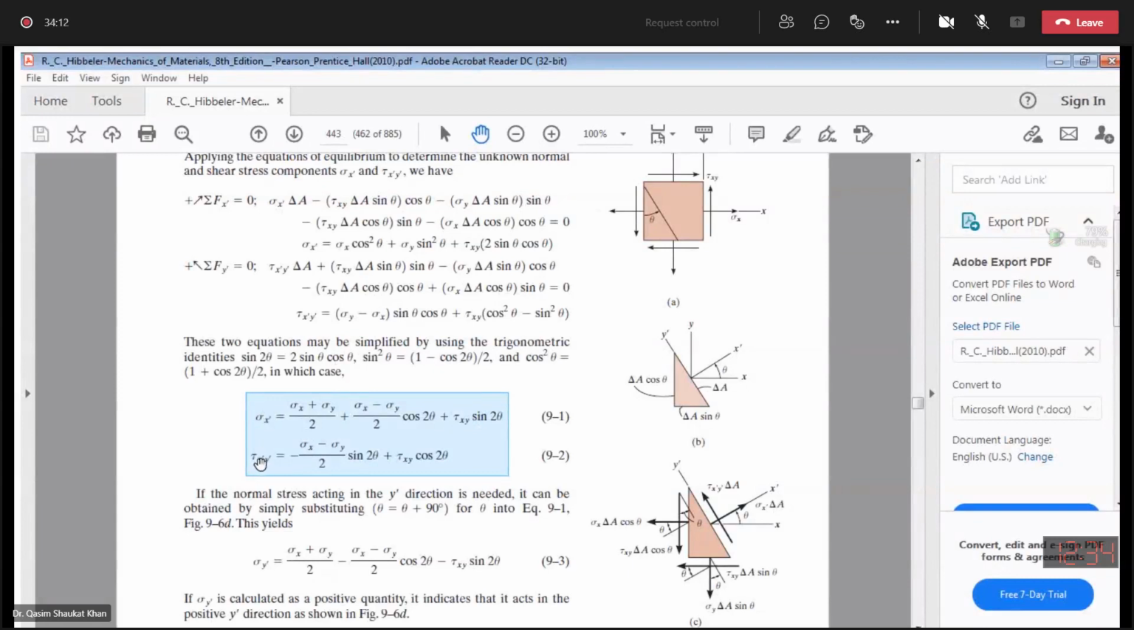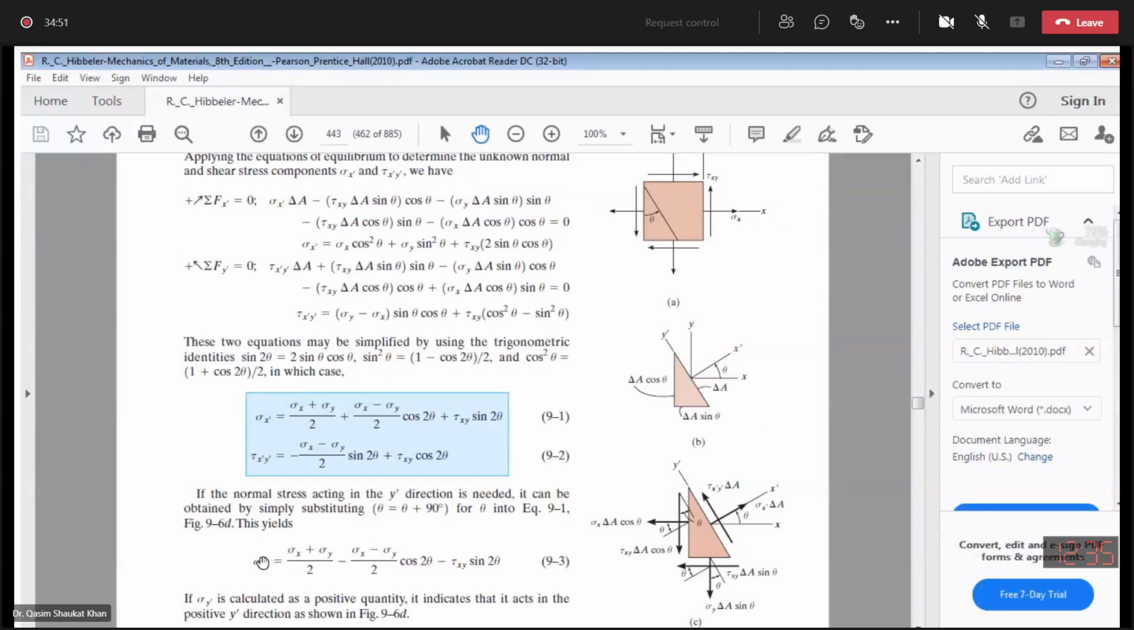Then we have this transformed shear stress tau x dash y dash that is equal to minus sigma x minus sigma y over 2 sin 2 theta plus tau xy cos 2 theta. Now again in the transformed shear stress, you can see you have sigma x, sigma y, and tau xy, the normal plane stress state. Then you have introduced the value of theta. So with changing orientation, you can calculate the changing value of the transformed shear stresses.